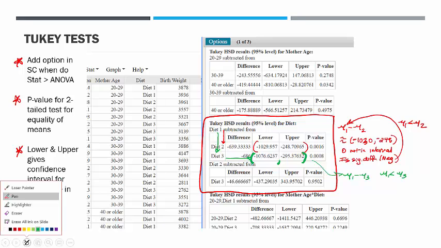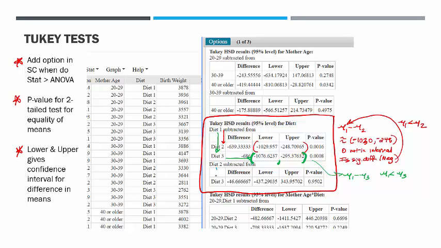And then finally, we can compare mu2 to mu3. The confidence interval is negative 437 to positive 343. So when we look at mu2 minus mu3, 0 is in the interval, which tells us that there's not a significant difference. So it appears that mu2 might be equal to mu3, but that they're both less than mu1.